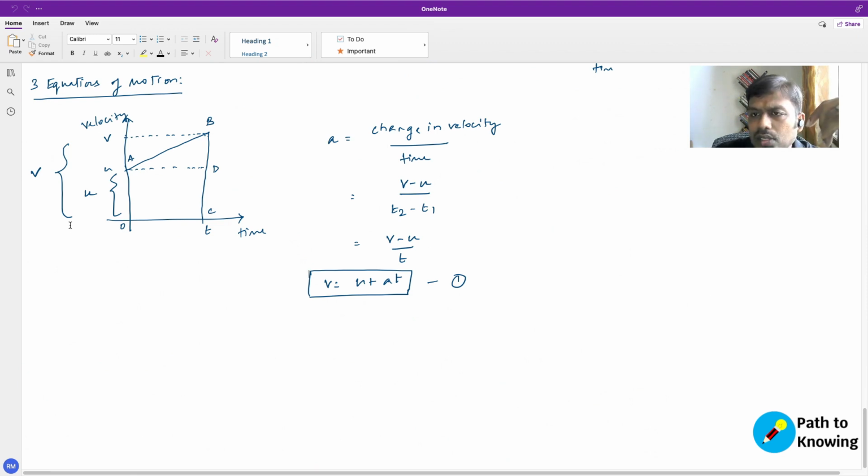So what would be the distance covered by this particular object between these points A and B here? That's what we are going to capture. So what is going to be the distance? And we call distance by the letter S.